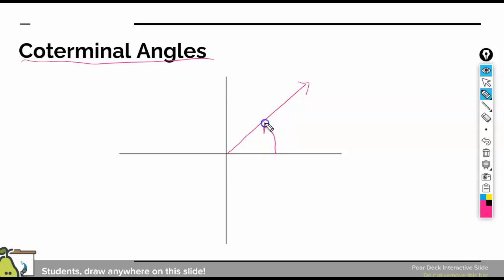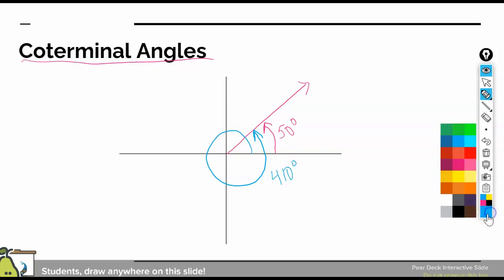this angle goes about 50 degrees from the initial side to the terminal side. And so that could be one interpretation of that angle. But if I went all the way around and then stopped at that terminal side, that would be 360 degrees plus 50, which would be 410 degrees.